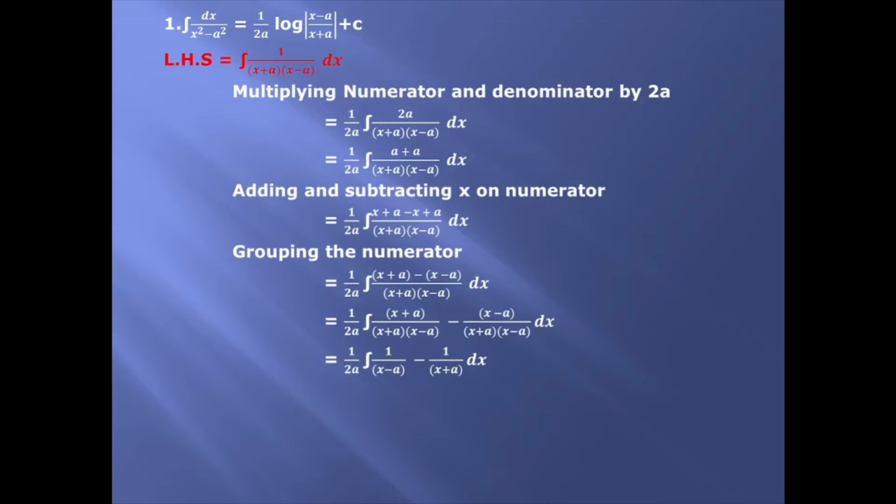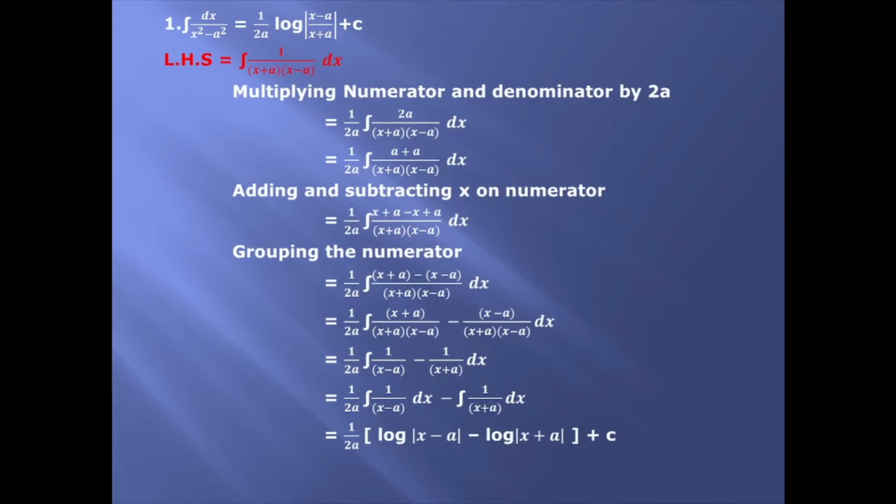So we'll get 1 by 2a integral 1 by x minus a minus 1 by x plus a dx. Since here the coefficient of x is 1 in both the terms, we need not substitute again for x minus a as t. So directly we'll find the integration of integral 1 by x minus a dx and integral 1 by x plus a dx. So 1 by 2a, integral 1 by x dx is log x plus c.